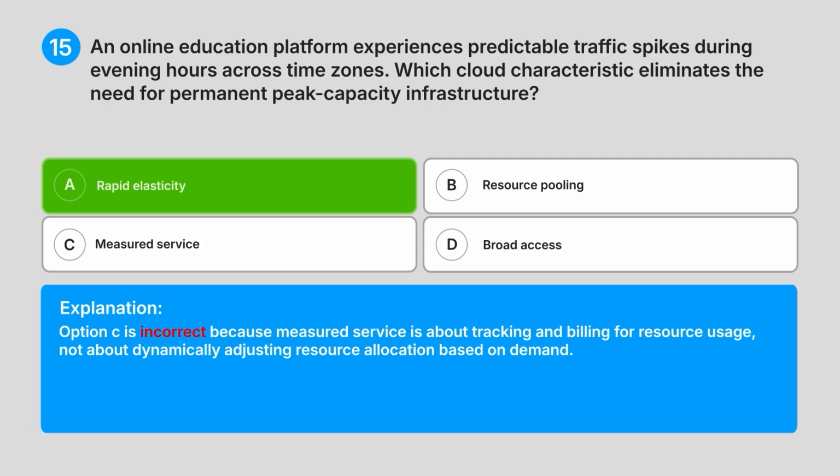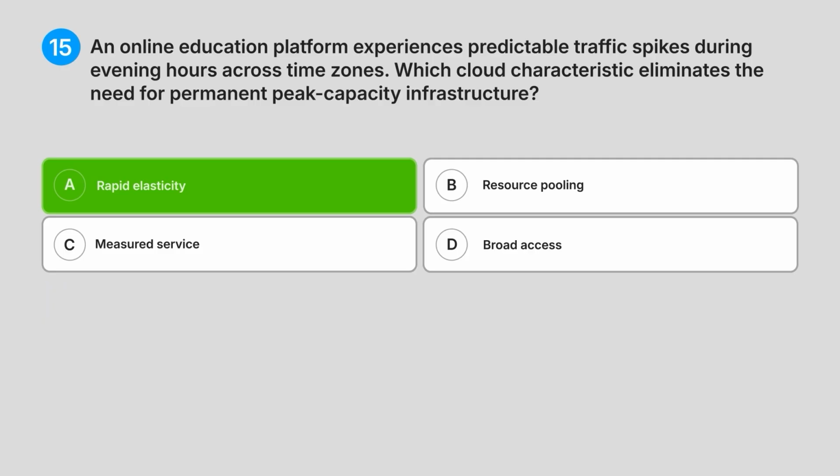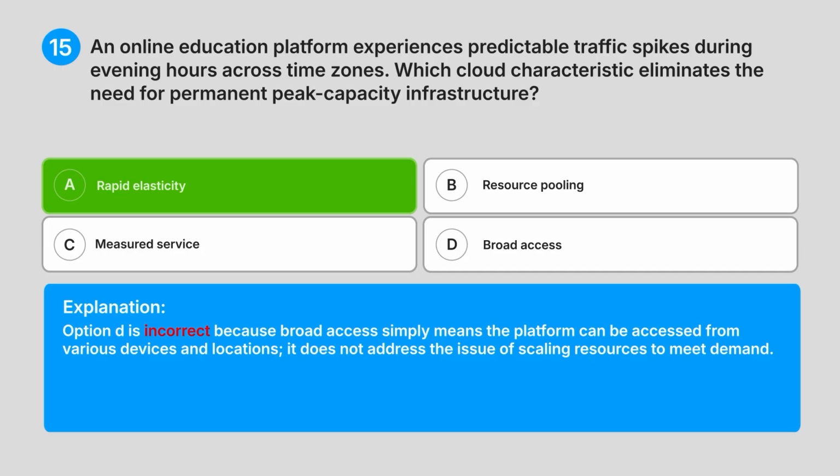Option C is incorrect because measured service is about tracking and billing for resource usage, not about dynamically adjusting resource allocation based on demand. Option D is incorrect because broad access simply means the platform can be accessed from various devices and locations. It does not address the issue of scaling resources to meet demand.